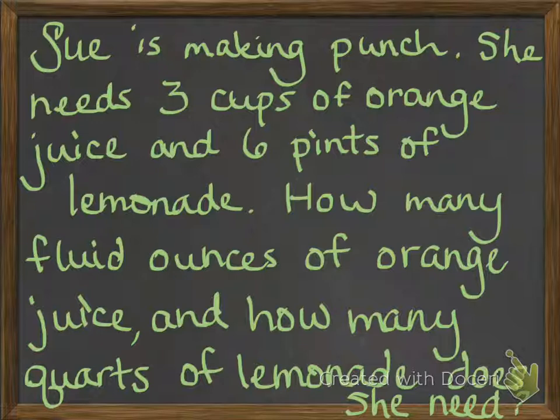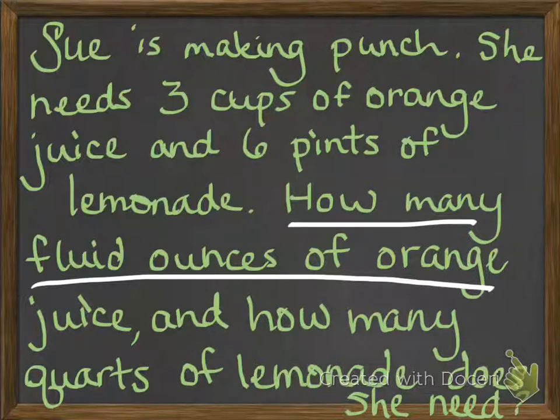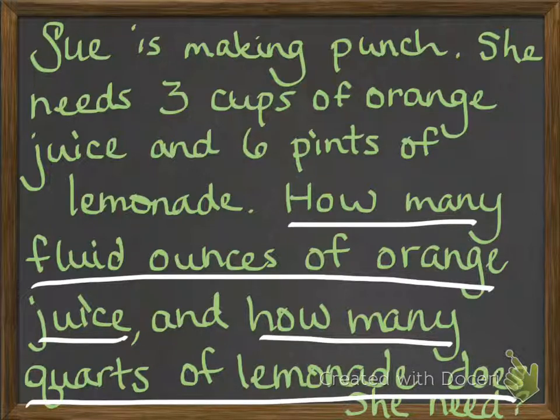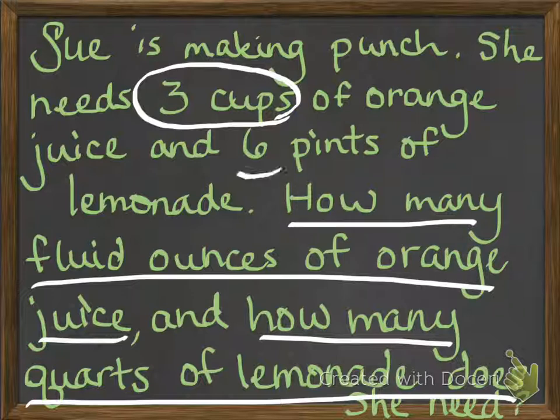And the questions that we're being asked is how many fluid ounces of orange juice and how many quarts of lemonade does she need? So we've got 2 different questions coming in here, and we're going to be using this important information. There's 3 cups of orange juice and 6 pints of lemonade. So now that we've found our important information, I'm going to stop this question for a minute, and I want to talk to you about customary units of capacity.